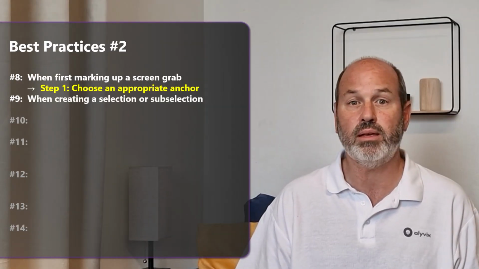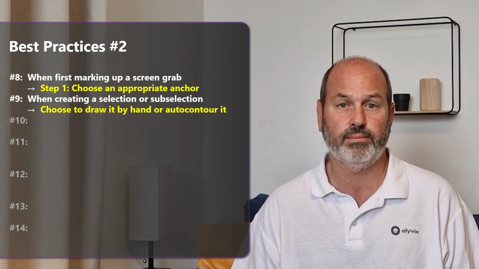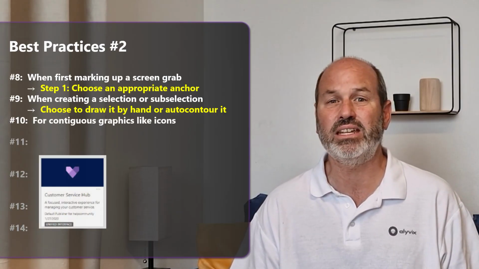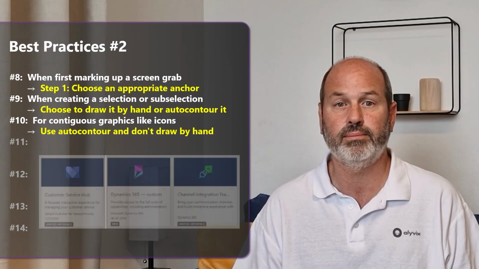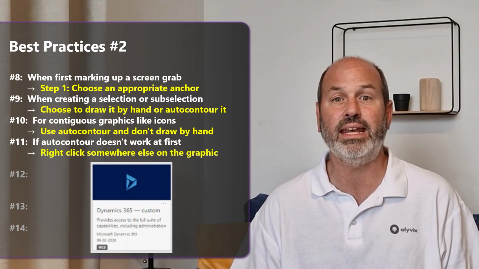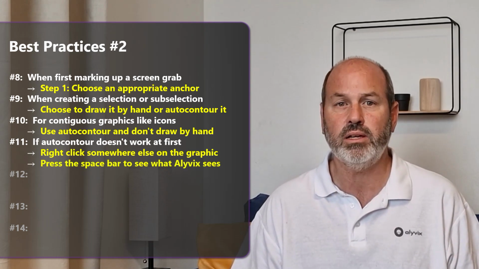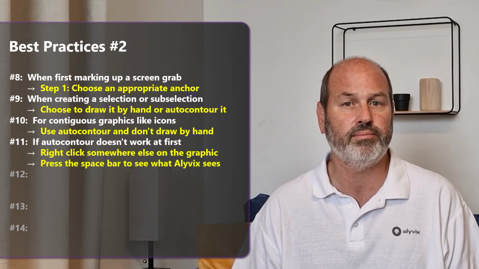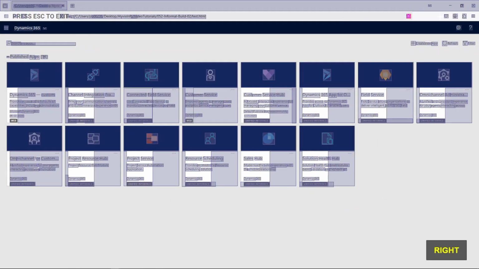When marking up a selection or sub-selection, your first decision is whether to mark it by hand or auto-contour it. Auto-contour works best when it's a single connected graphic. If the graphic is disconnected, auto-contour will only select a part of it. When auto-contour only selects a limited part of the image, first undo and then try again at a different nearby position. If after repeated tries you still can't get a proper match, press the space bar to see what Alyvix sees. The screen grab goes to grayscale mode, and you can see boxes showing you what auto contour would select if you right-click inside that box. Press the spacebar a second time to go back to regular mode.